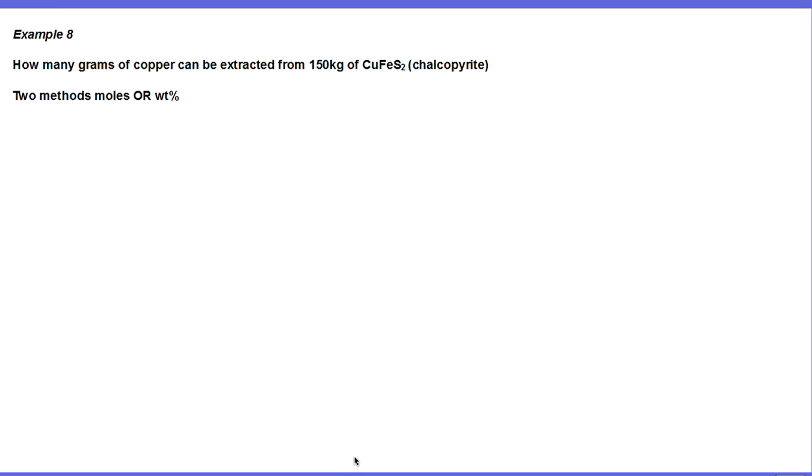And this could be very important, for example, in the metal extraction industry, trying to find out how much yield they're going to get, or how many grams of copper they're going to get out of a certain ore or a certain mineral sample. And there are two methods for solving these sorts of questions. I'm going to show you both methods and you've got to decide what method's best for you.